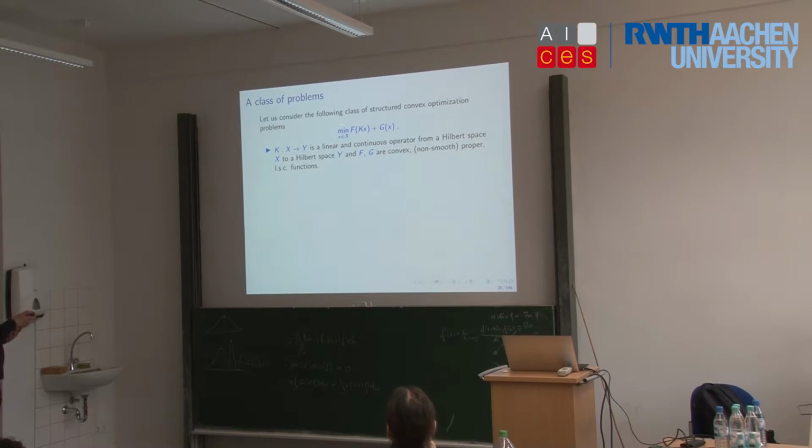So we assume that f and g are convex functions. And the crucial assumption here is that they can be non-smooth. So they can be absolute functions, can be norms, and so on. And as I said, K is a linear continuous operator.